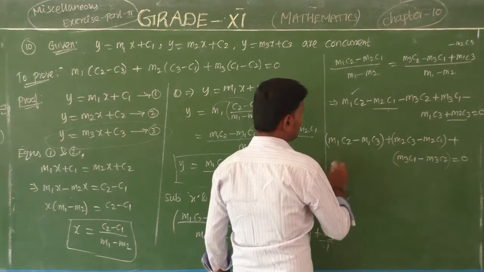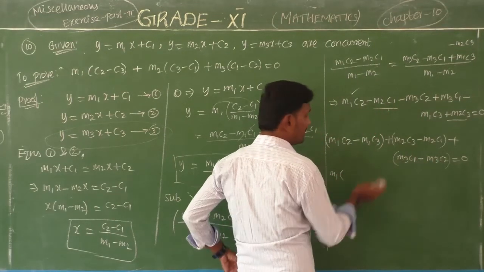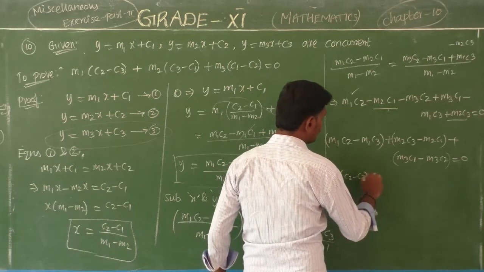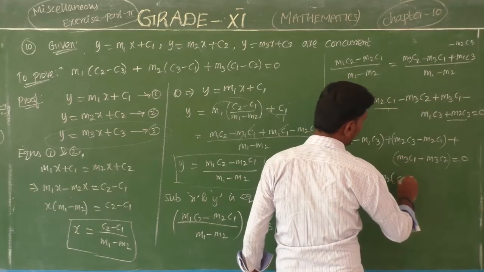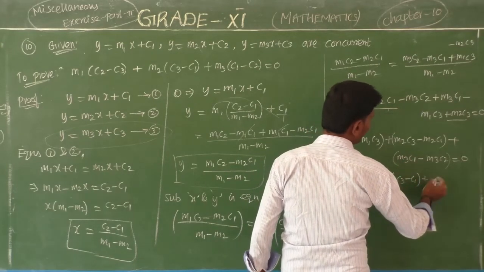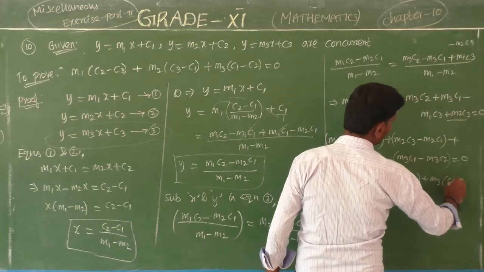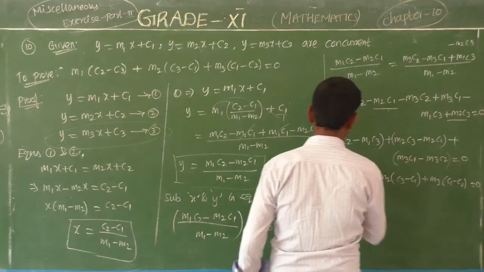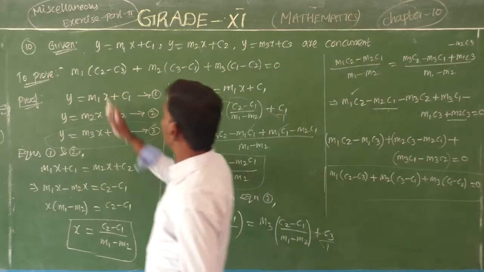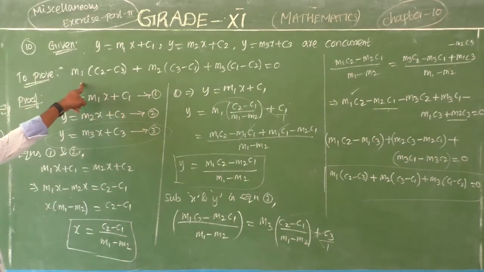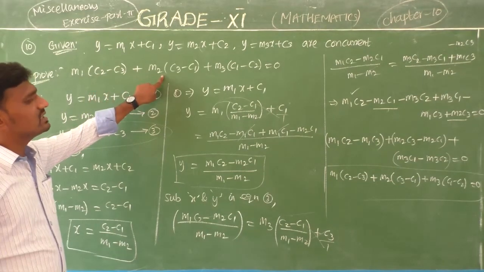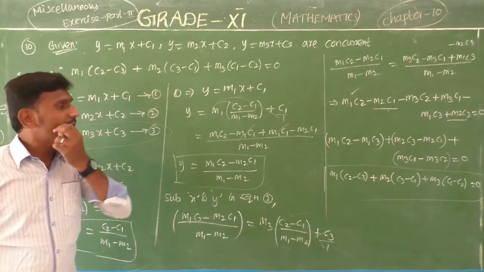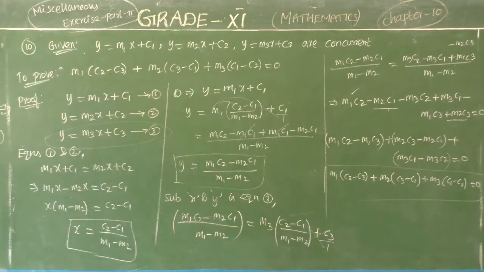So compare the first bracket. You have m1 as common; taking it outside, you get c2 minus c3. In the second bracket, m2 is common, and taking it outside you get c3 minus c1. Finally, m3 is common, so the last is c1 minus c2, equal to 0. So this is what we are going to prove: m1 into (c2 minus c3) plus m2 into (c3 minus c1) plus m3 into (c1 minus c2) is equal to 0. Have you got it, children?